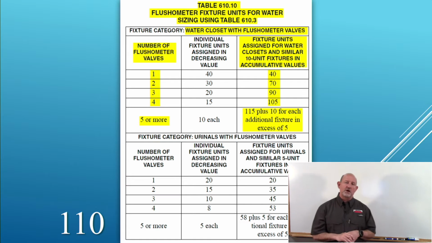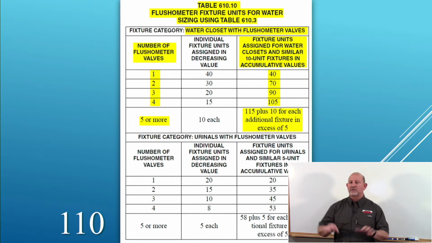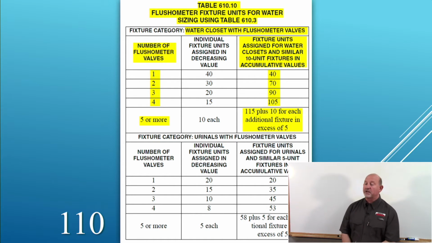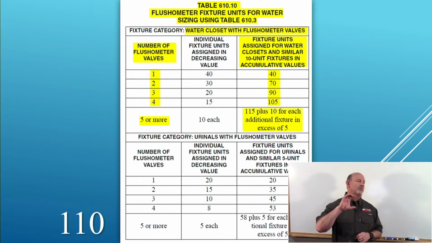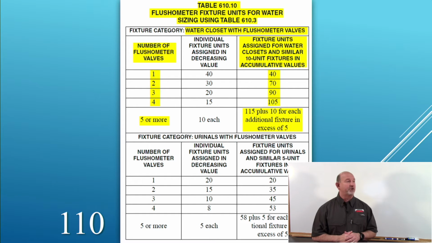Now, drop down below there a couple of inches. You notice in that horizontal line, again, it says fixture category urinal with flushometer valves. So again, the top half of the table is for flushometer valve toilets. The bottom half of the table is flushometer valve urinals.